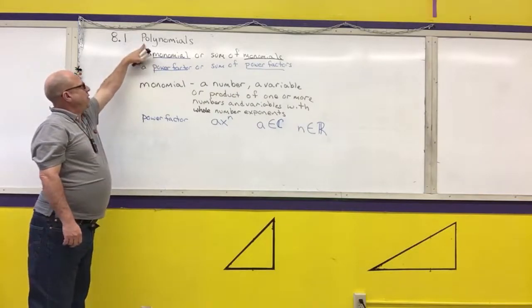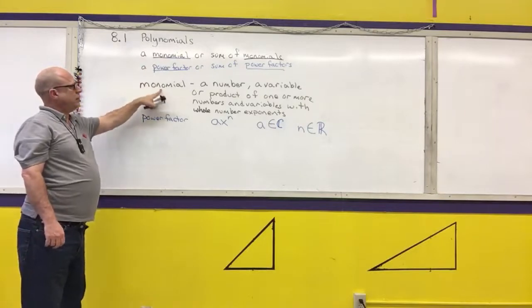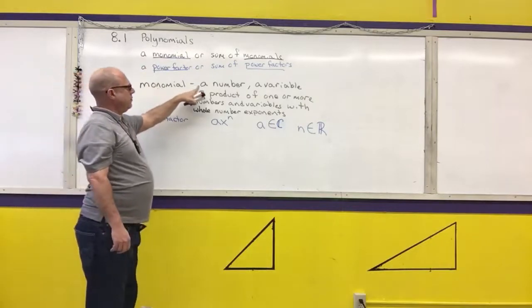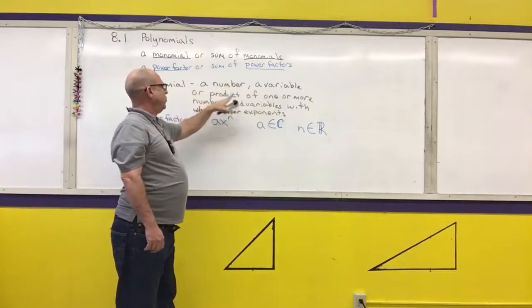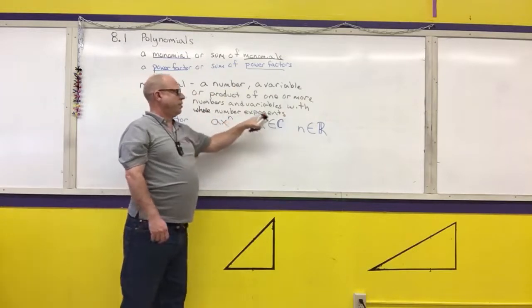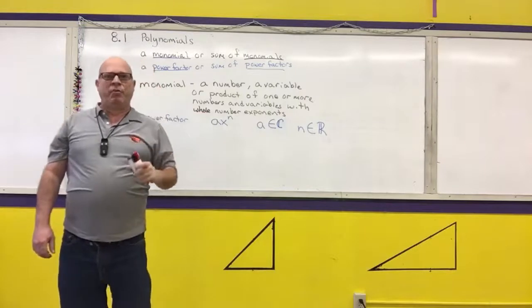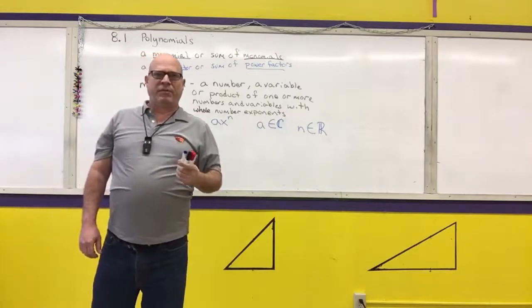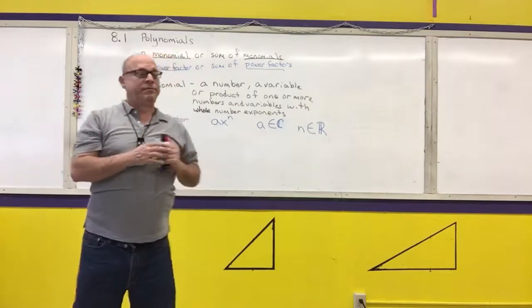So to define a polynomial in terms of monomials, we need to know what a monomial is. And a monomial, by your book, is a number, a variable, or the product of one or more numbers and variables with whole number exponents. Please note that in Algebra I, we are only dealing with whole number exponents. So our whole numbers are 1, 2, 3, 4, 5, and including 0.